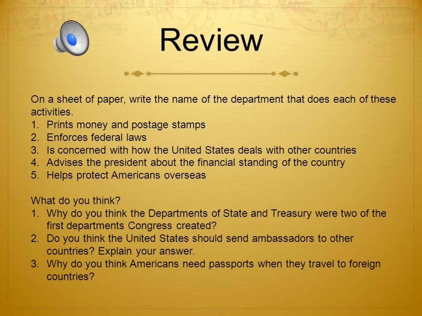We're going to do a midway review, so what I want you to do is answer all of these questions to the best of your ability. Feel free to reference the slides. On a sheet of paper, please write the name of the department that does each of these activities. Number 1 is who prints money and postage stamps. Number 2, which department enforces federal laws. Number 3, is concerned with how the United States deals with other countries. Number 4, advises the president about the financial standing of the country. Number 5, helps protect Americans overseas.